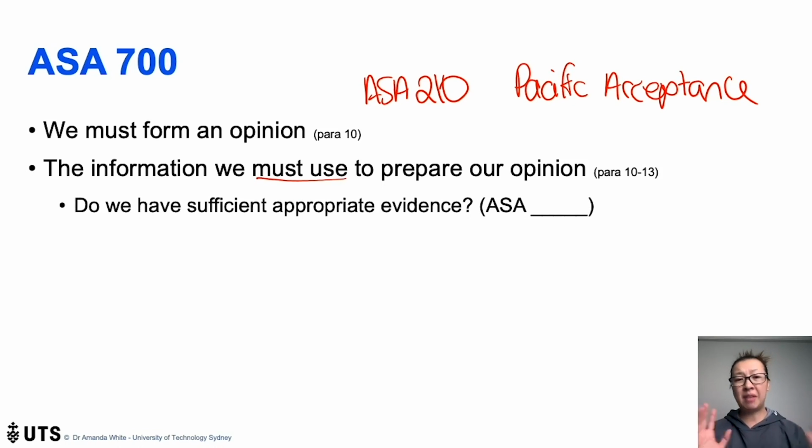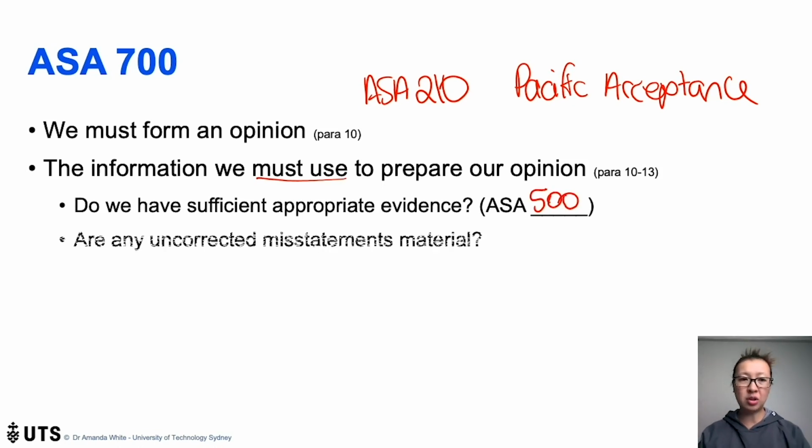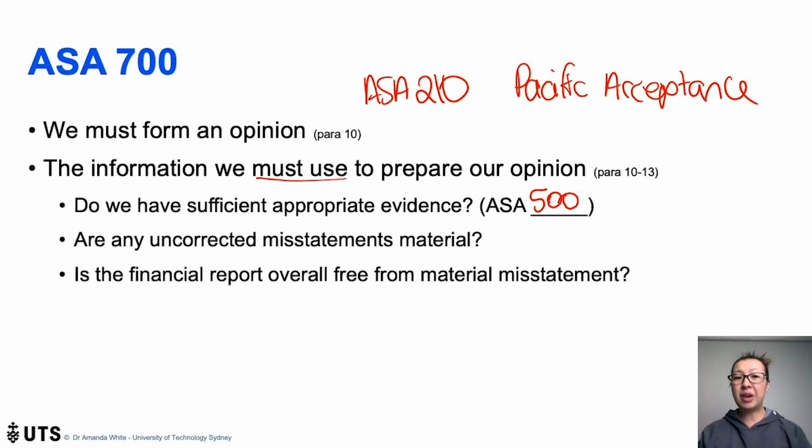Well, number one, we have to ask, do we have sufficient appropriate evidence? That comes from ASA 500. Then we have to ask, do we have any uncorrected misstatements? Remember, I talked about those in just the previous topic. And is the financial report free from material misstatement overall? So that's stepping back, looking at the big picture and saying, does this look right? Does this look like it matches the economic reality of that business? And are the disclosures appropriate?